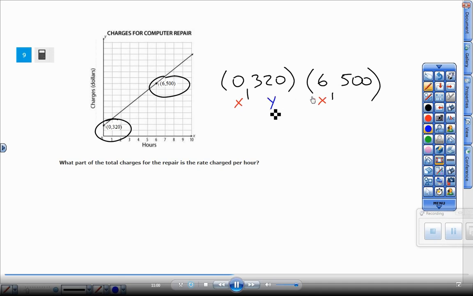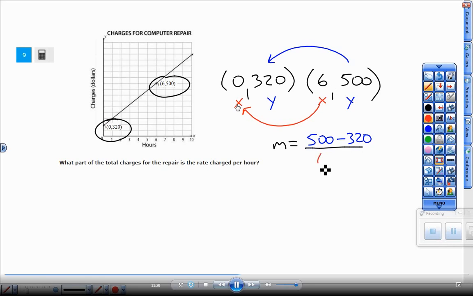Second point's y. To find my slope, find the difference of the y numbers from each coordinate divided by the difference of the x numbers. Subtract in the same order. Don't go this way and then subtract the other way. So 500 minus 320 divided by 6 minus 0.